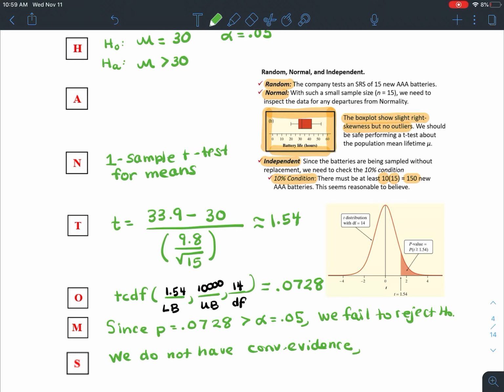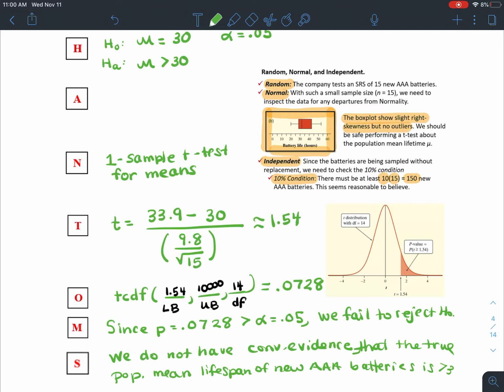Now remember, what you say after this is we do not have convincing evidence that, and you want to come back up and you want to say in words what the alternative hypothesis is stating. That the true population mean lifespan of the new AAA batteries is greater than 30 hours. Okay, that is greater than 30 hours. You could say lasts longer than 30 hours. That would be fine.